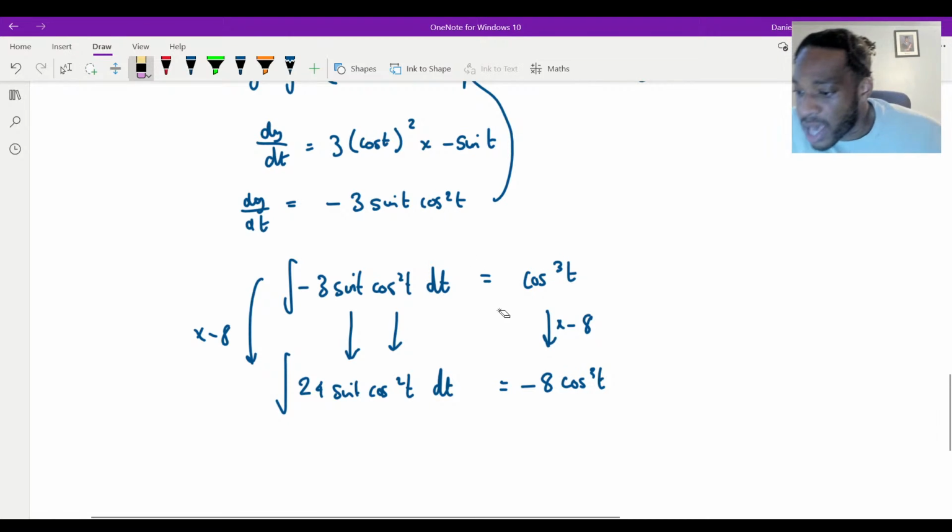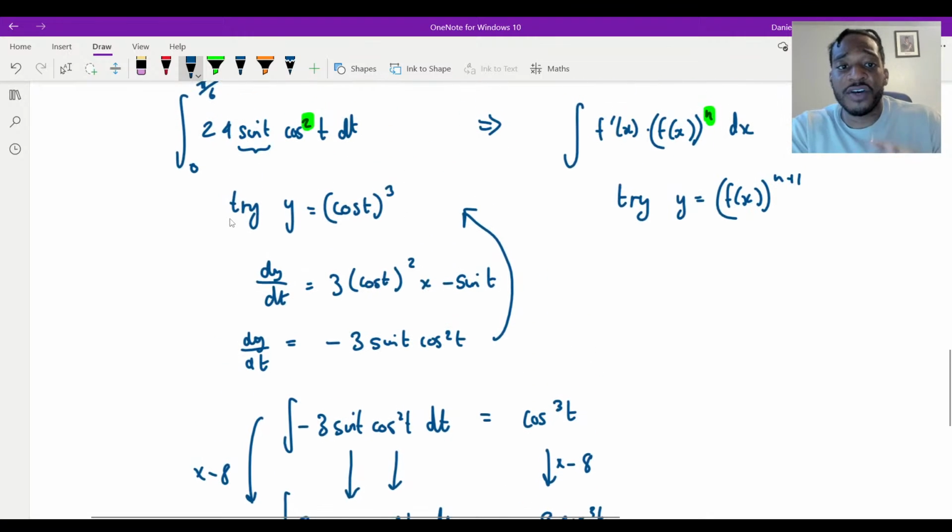Yeah? And Madison Collis, yeah, that's correct from what I remember. Yeah? So that's all you're doing with the reverse chain rule, guys.